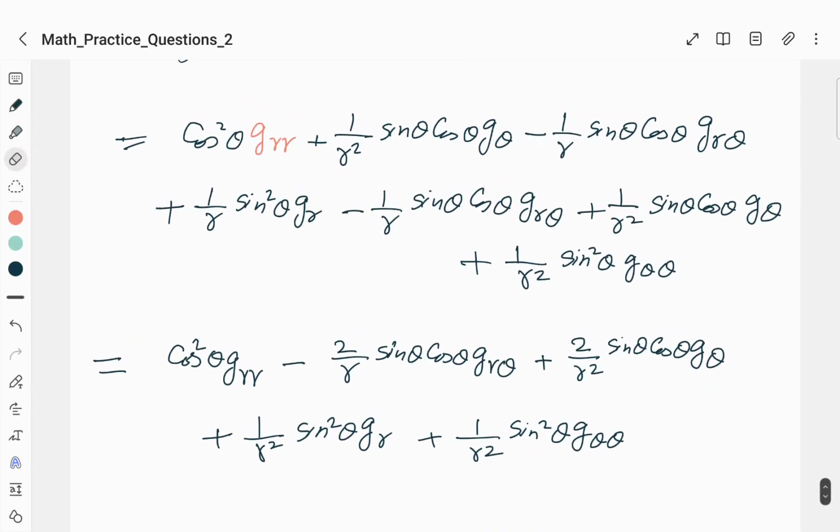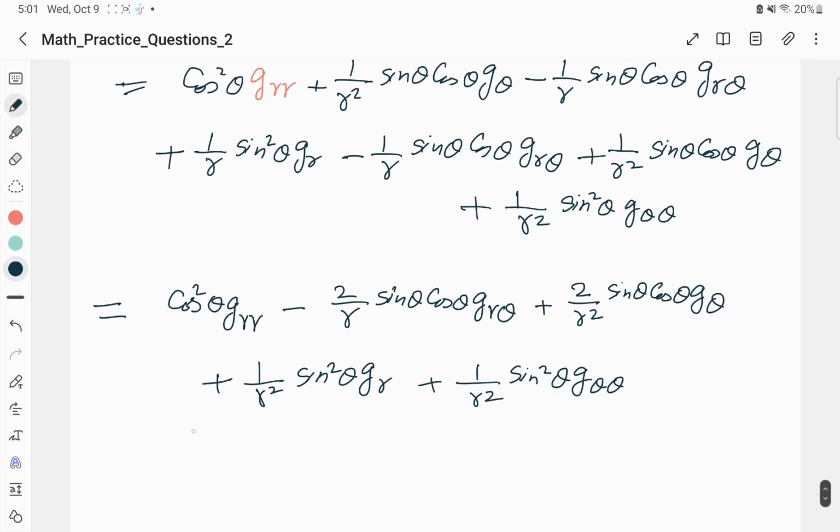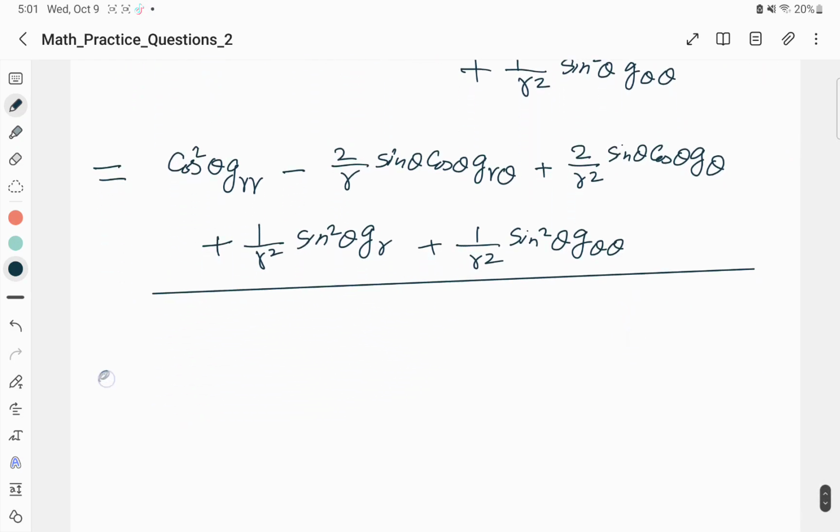After making the calculation mistake, it was g_r over here instead of g_r theta, and then combining all the terms, I get this. This is the expression for f_xx in terms of r, theta and the partial derivatives of g. Now similarly we find the expression for f_yy.